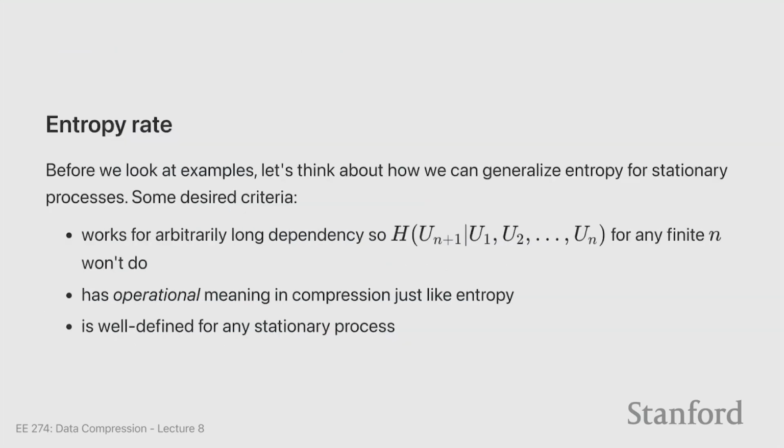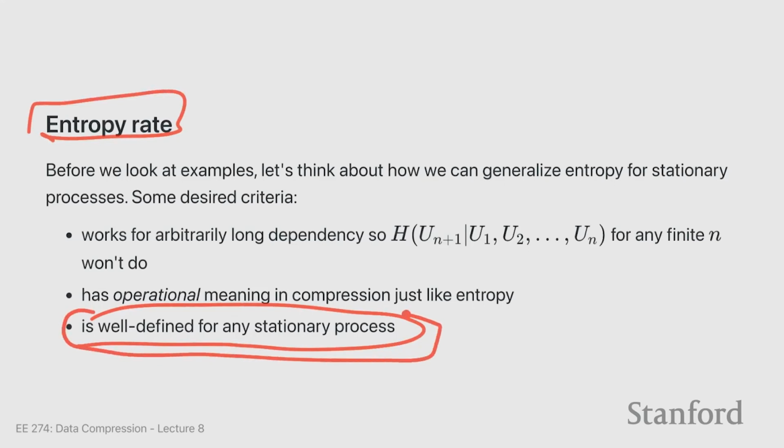Okay. Now we define the real quantity for stationary sources. What we want to do is, we had entropy, right? We know entropy was the best thing you could do for compressing IID sequences. Now we want to compress stationary sequences or Markov or any of these. So we will define something called the entropy rate, which is defined for any stationary process, right?